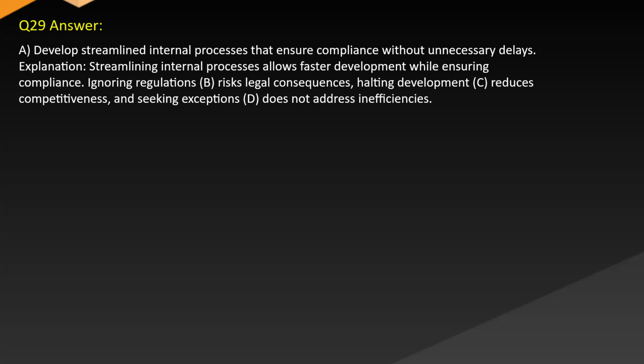Answer A. Develop streamlined internal processes that ensure compliance without unnecessary delays. Explanation: streamlining internal processes allows faster development while ensuring compliance. Ignoring regulations, B, risks legal consequences. Halting development, C, reduces competitiveness, and seeking exceptions, D, does not address inefficiencies.